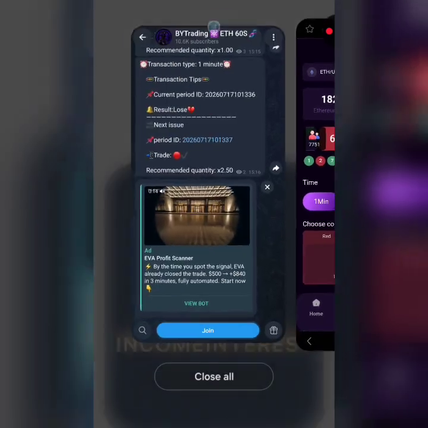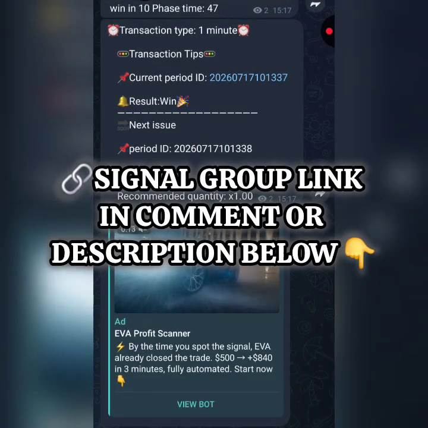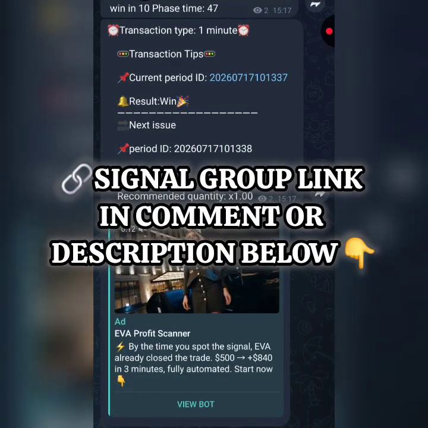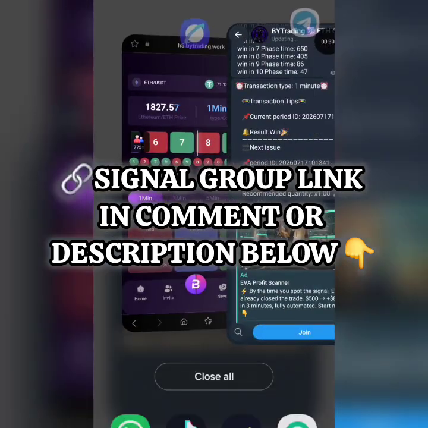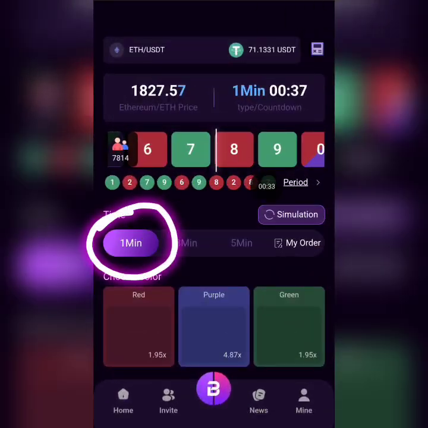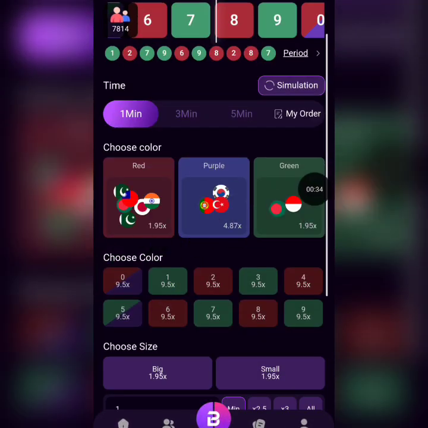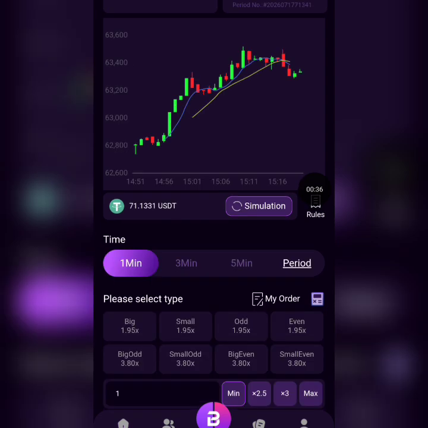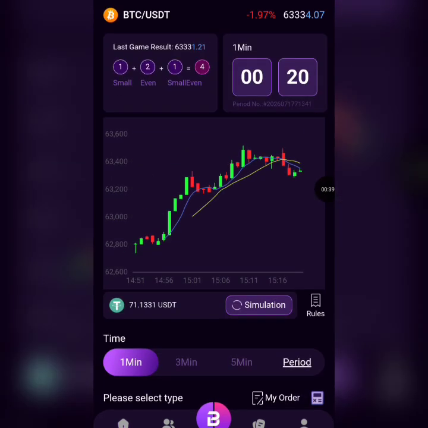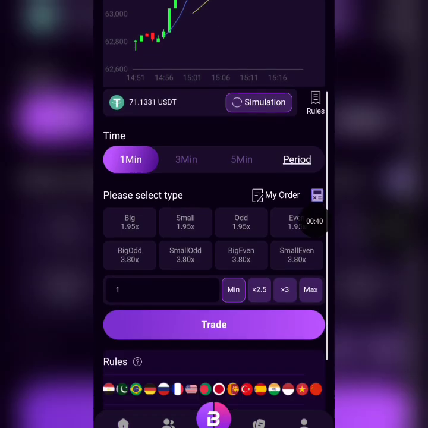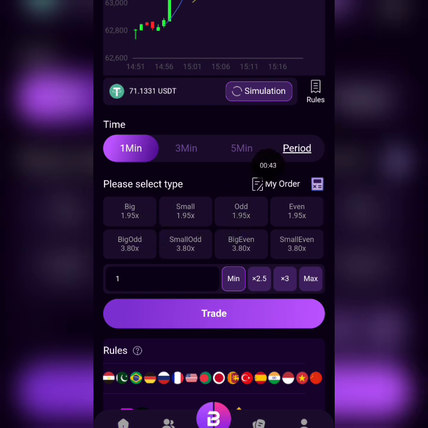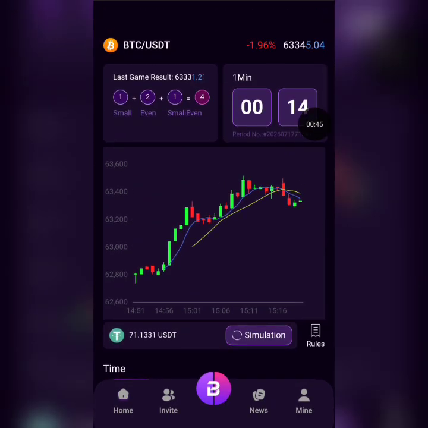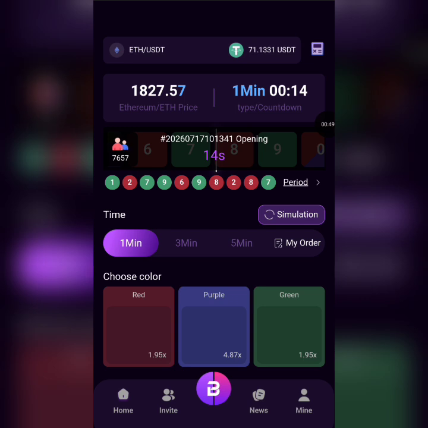I'll be dropping the signal group link in the comment section down below or in the description section of this video, and this signal group is for the 1 minute trade for the red and green option here. I'll also drop signals for this other section, which is the BTC section, where you get to trade big, small, odd, even. If you're a new user and you don't understand this yet, I'm dropping a video of the full tutorial in the description section below.